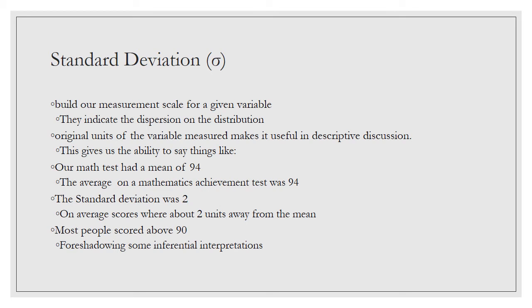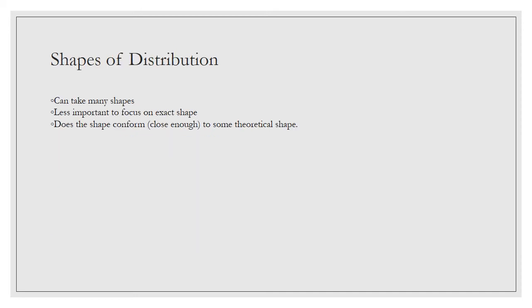This is foreshadowing some issues in inferential interpretations, but also gives us some very practical understanding. With those two pieces of information, a mean and a standard deviation, I begin to know a lot about the data, regardless of whether I have 10 variables in the data that I'm interested in, or whether I have 1,000 or 1,000,000 data points. With just those two values, I begin to know a lot about the dispersion of my data.